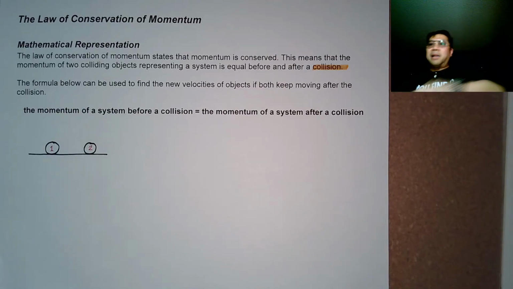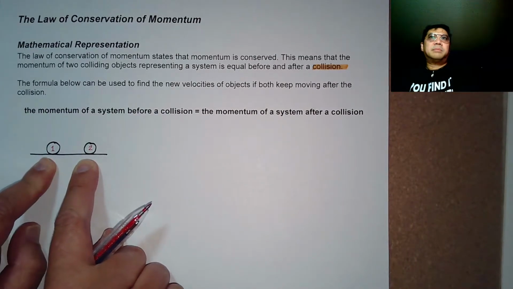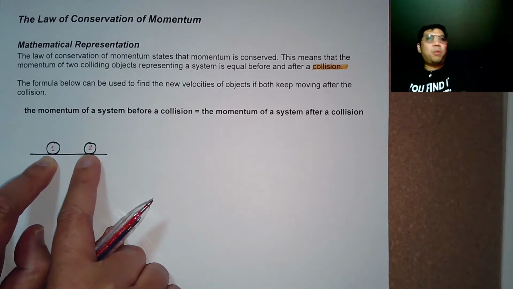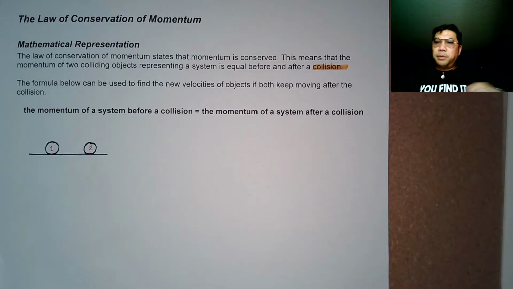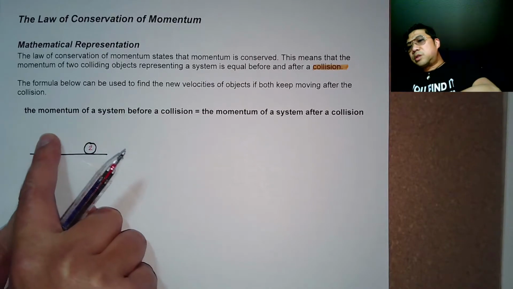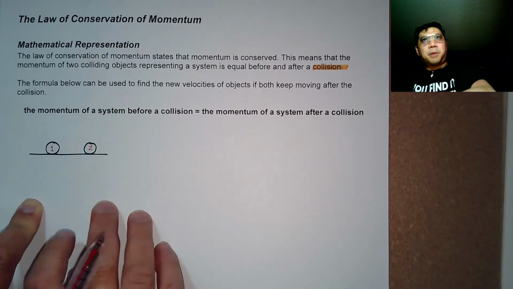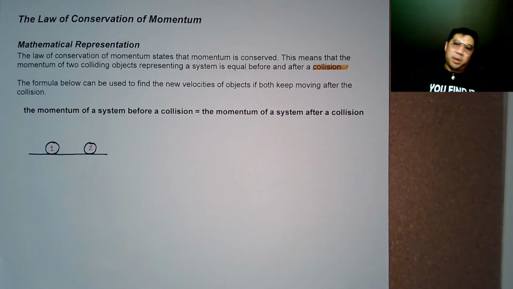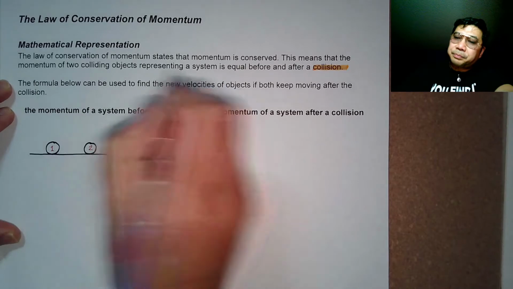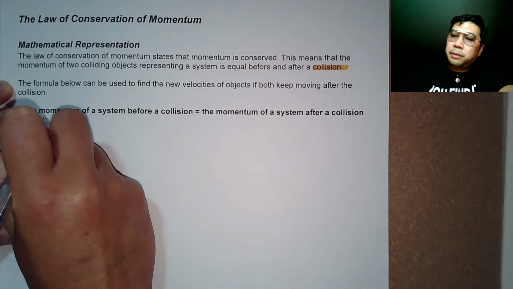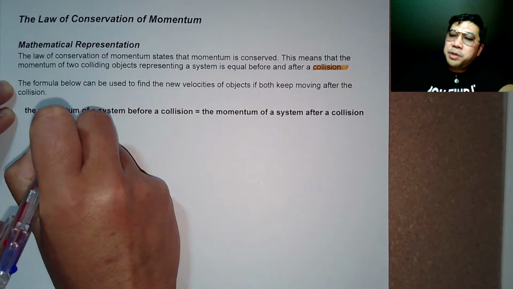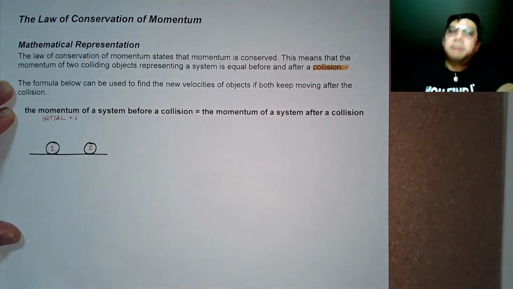So when these two are moving, there's a possibility that they will collide. For example, if the second object is not moving and object number 1 is moving towards the right, that's a possibility that a collision will happen. Let's call this condition the initial condition, initial being represented by the letter I.